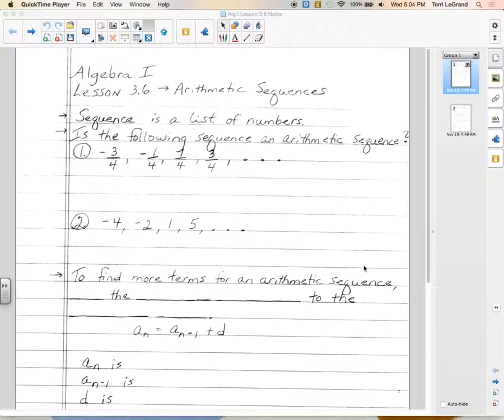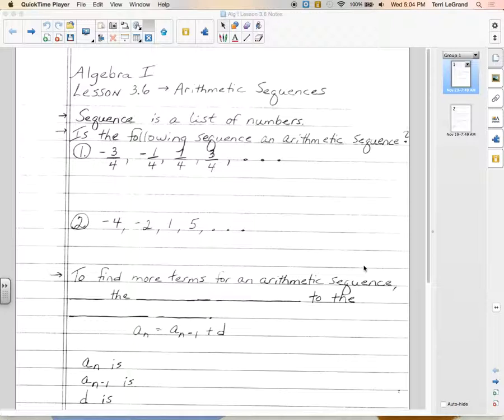Here we are with lesson 3.6, which covers arithmetic sequences. You should have some previous knowledge of this because I had you SQ3R it. So let's first start out with talking about what our learning goals should be in this lesson. The first learning goal should be that you can recognize and be able to extend an arithmetic sequence. And the other objective, finding a given term of an arithmetic sequence.